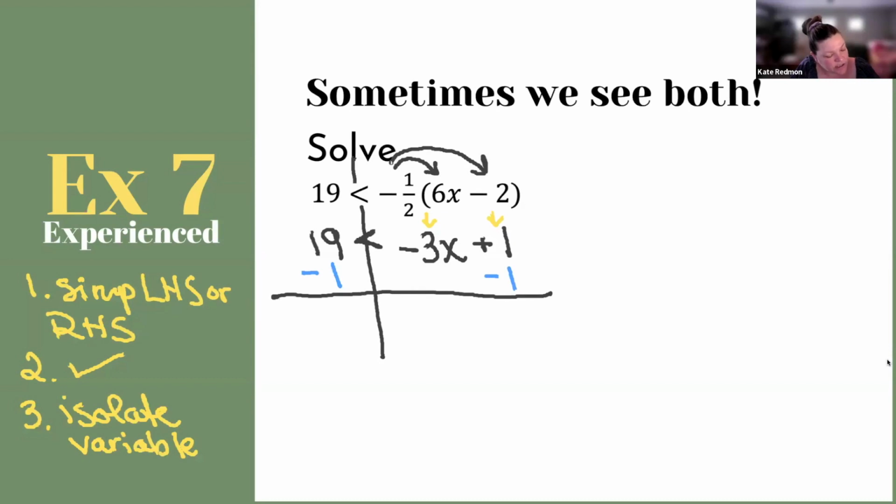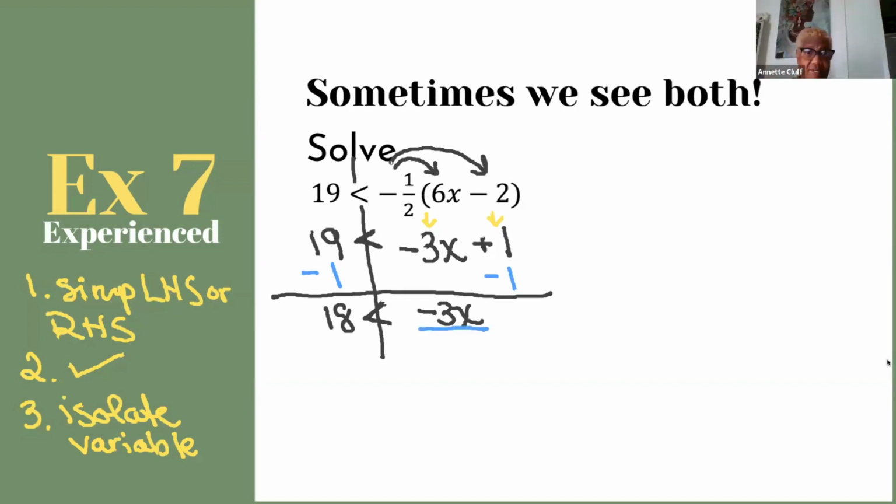19 minus 1 is 18. And then on the right-hand side, what am I going to have over there? A -3x. Good. Subtracting does not change the symbol. X is not alone yet. I still have a -3. So I want to get rid of it. So what's the opposite? Division. Good. Divide by exactly what you want to get rid of. -3. Gorgeous. So multiplying and dividing by -3 are opposites. They cancel. X is alone just like I wanted.